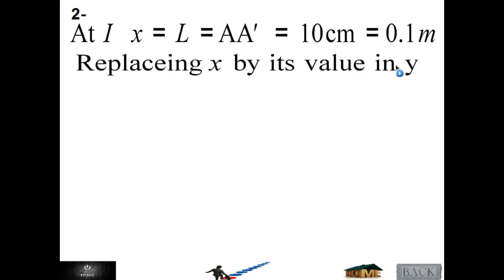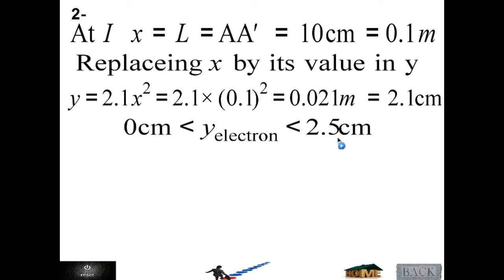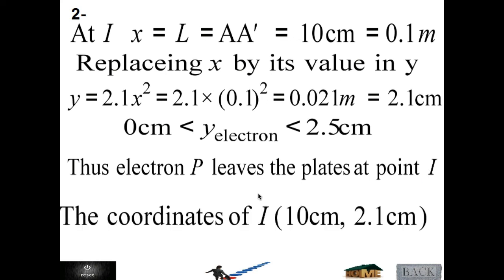Replace x by its value in y. So y is 2.1 x square. Instead of x, I will put 0.1, then it is 0.021 meter or 2.1 centimeter. In order for the electron to leave the plate, its ordinate should be between 0 and 2.5 centimeter. And as we saw, its ordinate is 2.1 centimeter, which is within this range. Thus, electron P leaves the plates at point I. And the coordinates of I are 10 centimeter, the abscissa, and 2.1 centimeter, the ordinate.